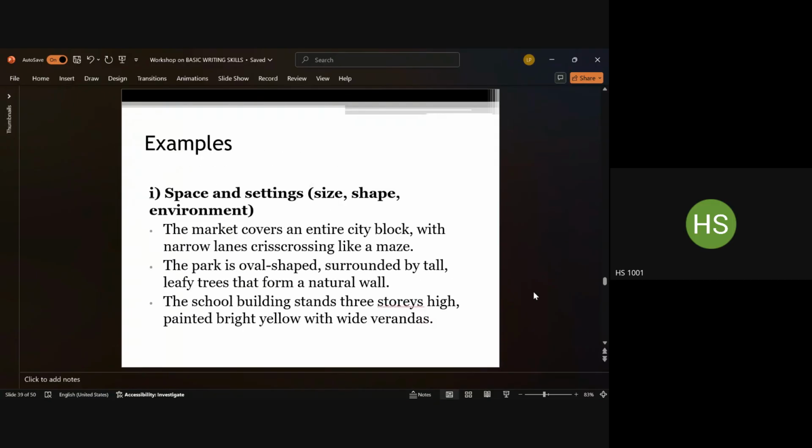Then for describing places, space and settings. The first part of the description: the market covers an entire city block with narrow lanes crisscrossing like a maze. So size, shape, and environment. The park is oval shaped, surrounded by tall leafy trees forming a natural wall. The school building stands 3 stories high, painted bright yellow with wide verandas, right? Space and settings.